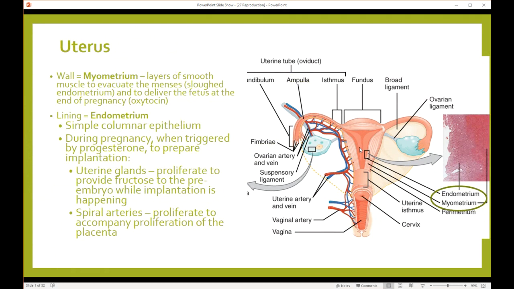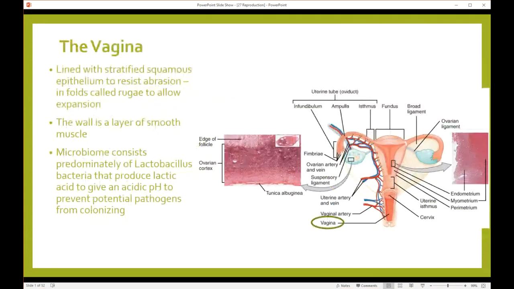The uterus, we've already talked about those different walls, right? We have the myometrium, that's the muscle layer. These layers of smooth muscle are used to evacuate the menses and to deliver the fetus at the end of pregnancy. They do that through oxytocin. And then the endometrium is simple columnar epithelium. During pregnancy, it gets triggered by progesterone to help it to prepare for implantation of a fertilized egg. There are also uterine glands. They help to proliferate to provide fructose for the pre-embryo while the implantation is happening. And then there are spiral arteries that are going to proliferate or make more of to accompany the proliferation or the growth of the placenta.